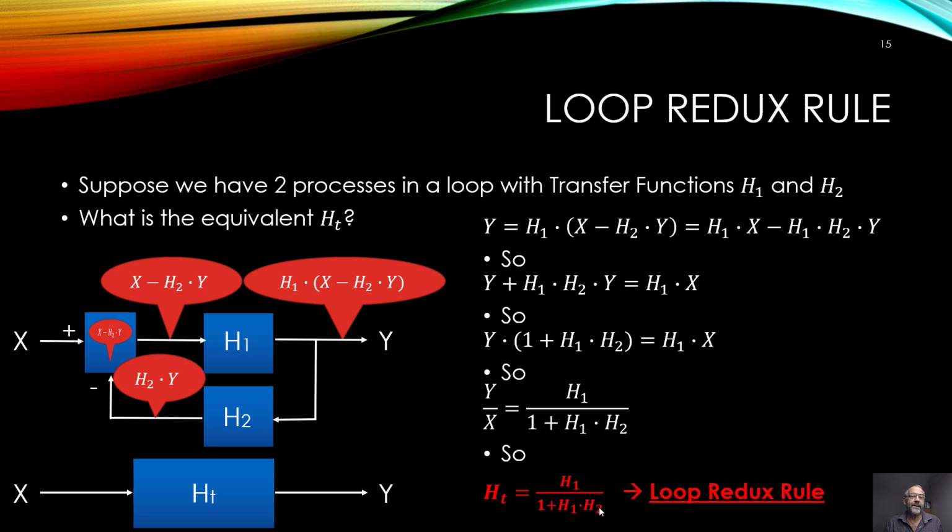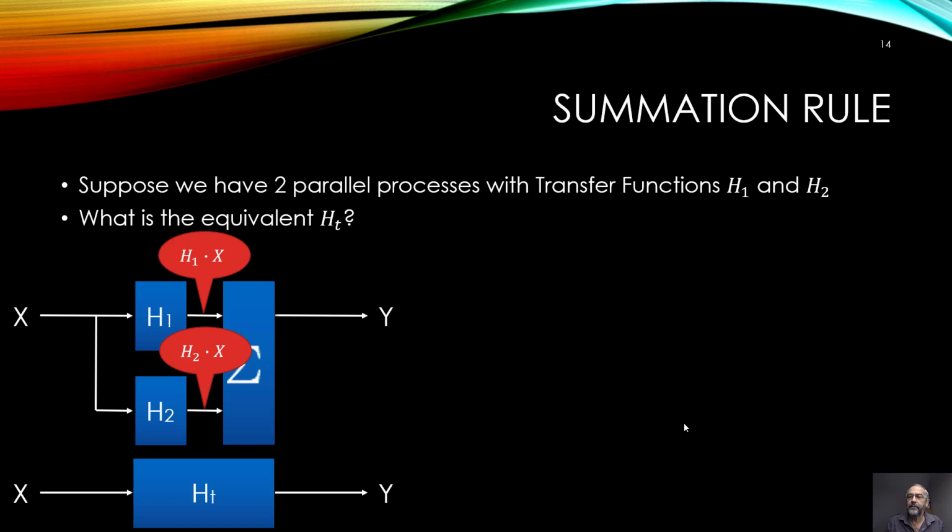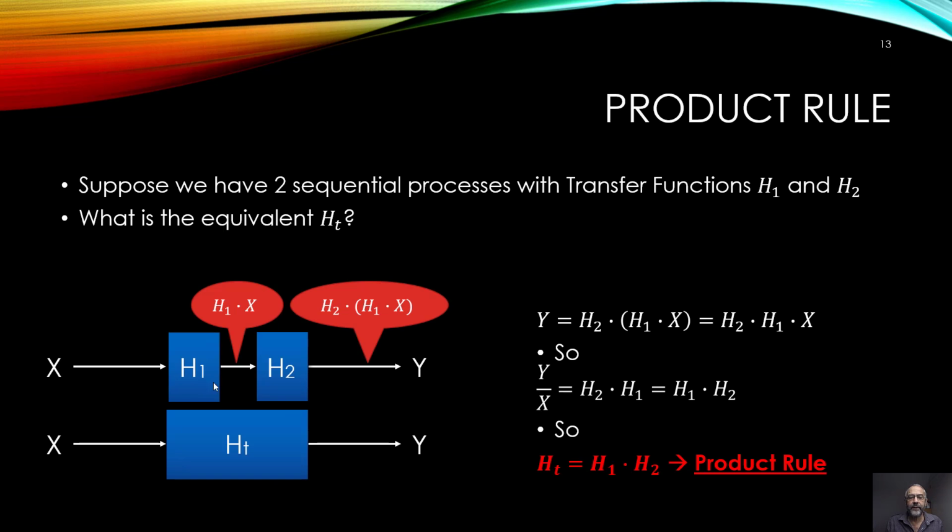If you cannot memorize it, if you forget it, you can still follow the same steps that I did here to deduce it by yourself again. But of course, it's easier if you try to memorize this. So all these three rules, I'll go back to the first one. The product rule: if you have two processes in a row, you simply multiply the transfer functions. That's the product rule, easy to remember.